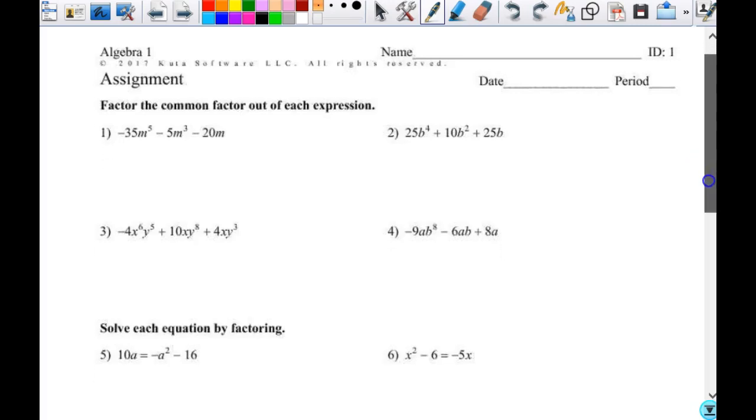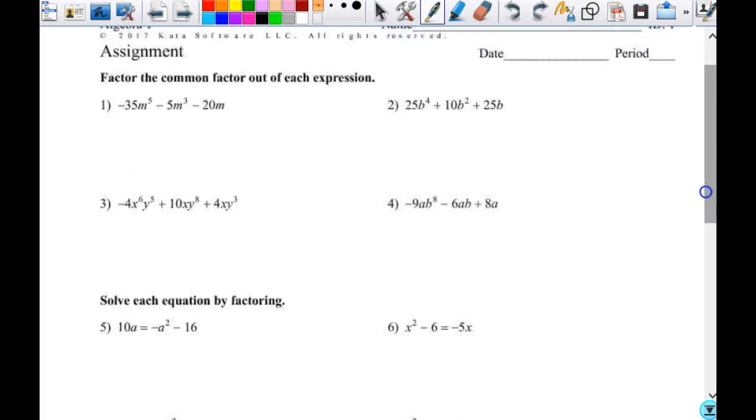Okay, so these first few say, and we're not necessarily doing all of them. I just put a bunch of problems on the paper so I'd have something to choose from. It says factor the common factor out of each expression. So what's the little acronym for what it's asking me for? Yes, greatest common factor. And so what letters do we use for that?